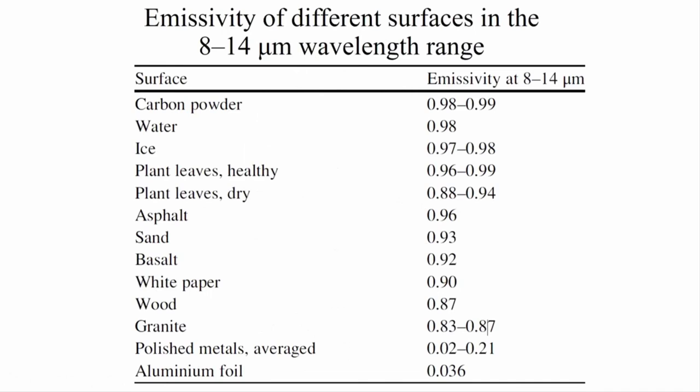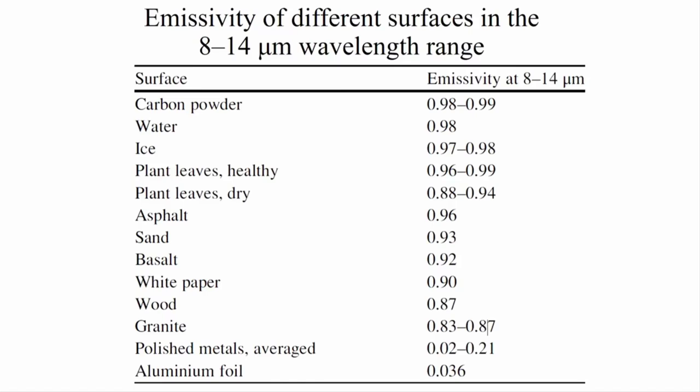Now this is the emissivity of the different surfaces in the 8 to 14 micrometer wavelength range. Carbon powder will have an emissivity of approximately 0.98 to 0.99. Water will have an emissivity of approximately 0.98, and it goes up to 0.99 also. Ice has an emissivity of 0.97 to 0.98. Healthy plant leaves will have an emissivity of 0.96 to 0.99. Dry plant leaves will have an emissivity of 0.88 to 0.94. Asphalt will have an emissivity of 0.96.